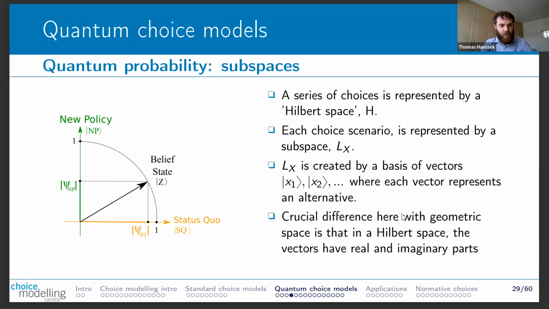So quantum probability is based on the initial idea of subspaces. For each choice scenario, we're going to have a subspace. Then we're going to have these vectors for each alternative, for example, the status quo and a new policy. And this looks like just a standard geometric space, but this is actually in Hilbert space, which means the numbers have real and imaginary parts. So this is where the quantum stuff comes in.